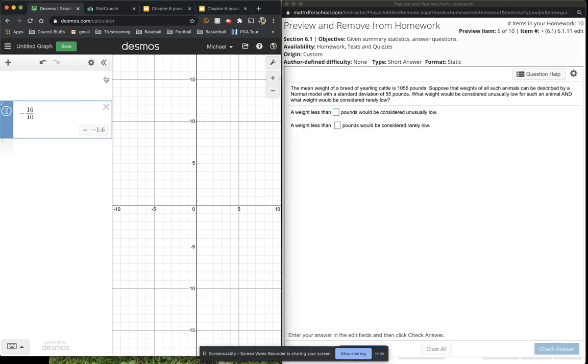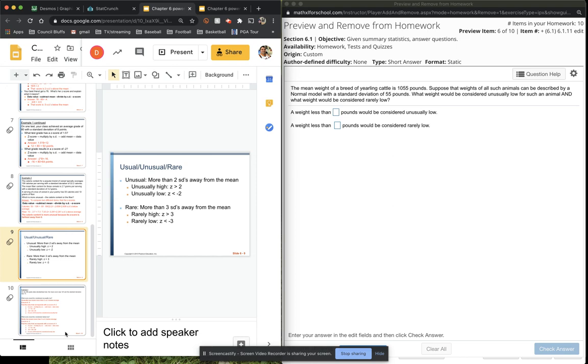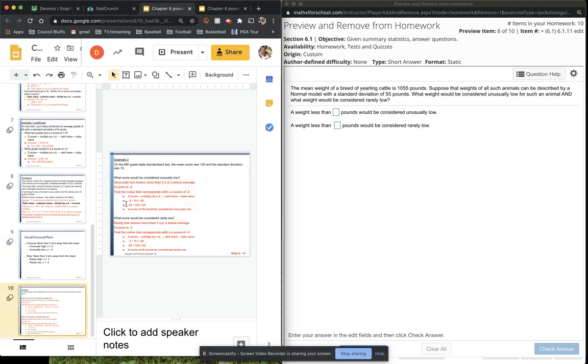Number 6. All right, so the mean weight of a breed of yearling cattle is 1,055 pounds. Suppose that weights of all animals can be described by a normal model with a standard deviation of 55 pounds. What weight would be considered unusually low for such an animal, and what weight would be considered rarely low? So this is similar to an example that you saw on your assignments.